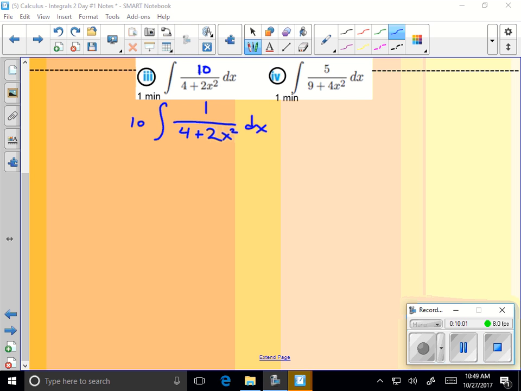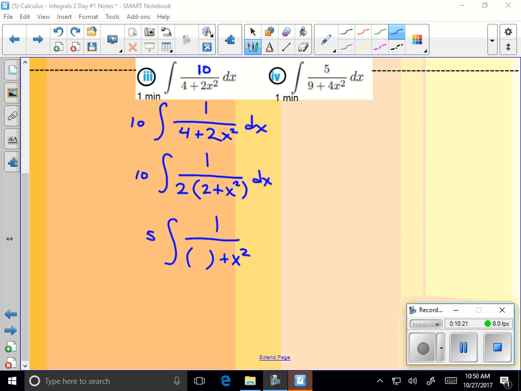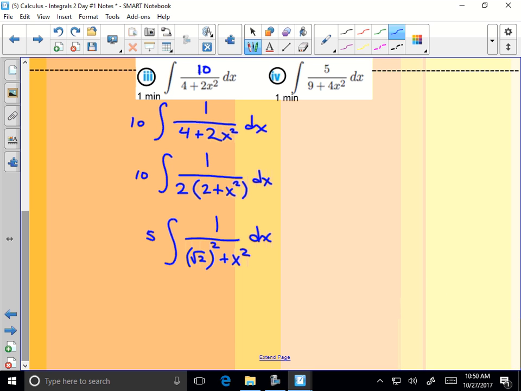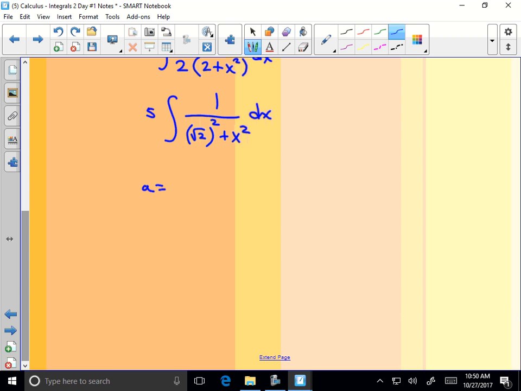So I'm going to take out the 2. So I get 10 times the integral of 1 over 2 times 2 plus x squared dx. Okay, so then I'm going to take that 2 and bring it out here and make this a 5. And I want to determine what number squared would give me 2. Square root of 2. Right? So what is a? A is the square root of 2.